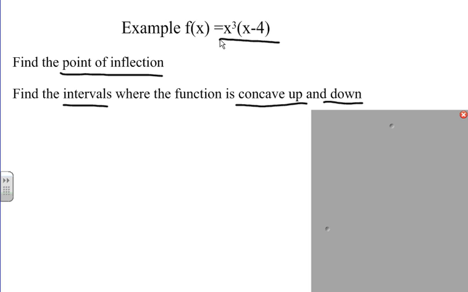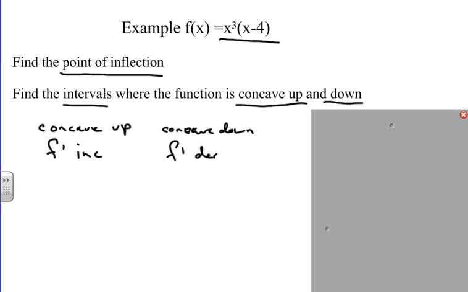Well, if you recall, concave up is when f prime is increasing. Concave down is when f prime is decreasing. So, in order to find this, we want to test the first derivative and identify where it's increasing and decreasing. To do that, we're going to find the second derivative, and go through the process of finding it and setting that equal to 0.